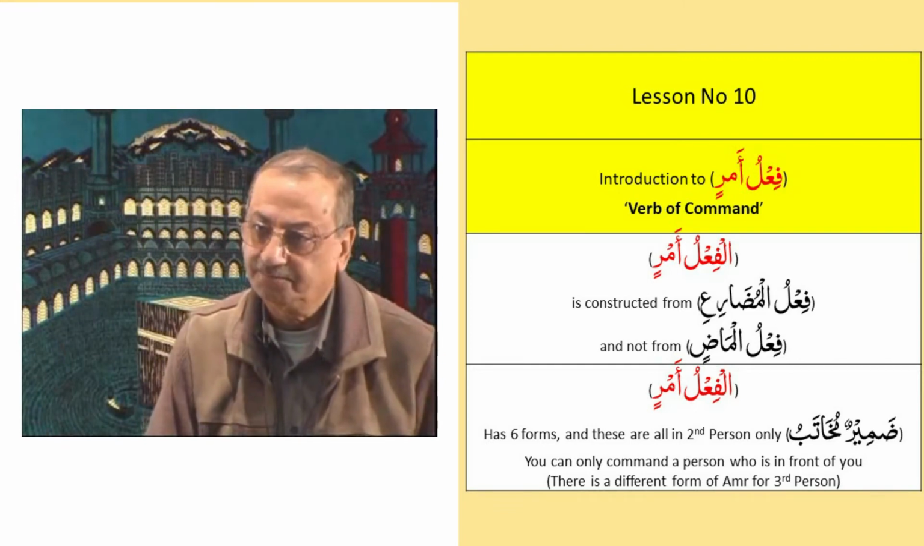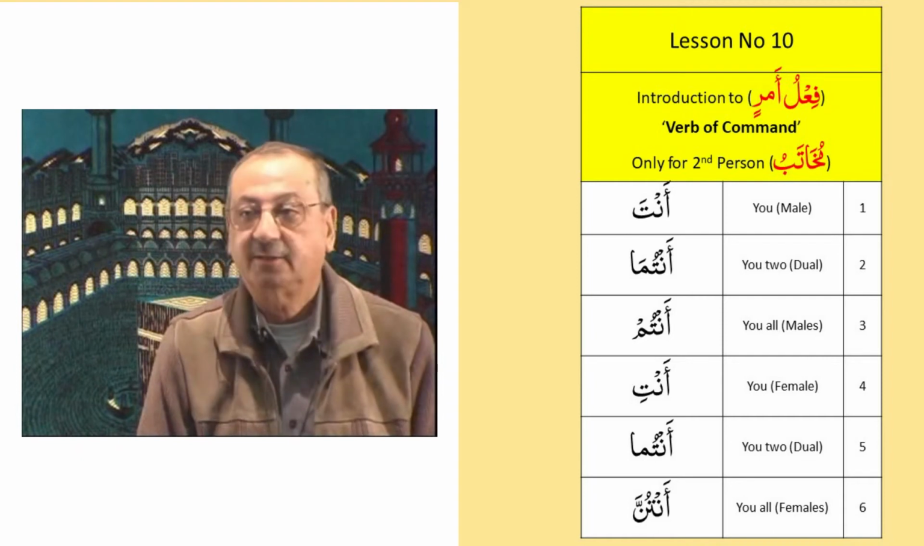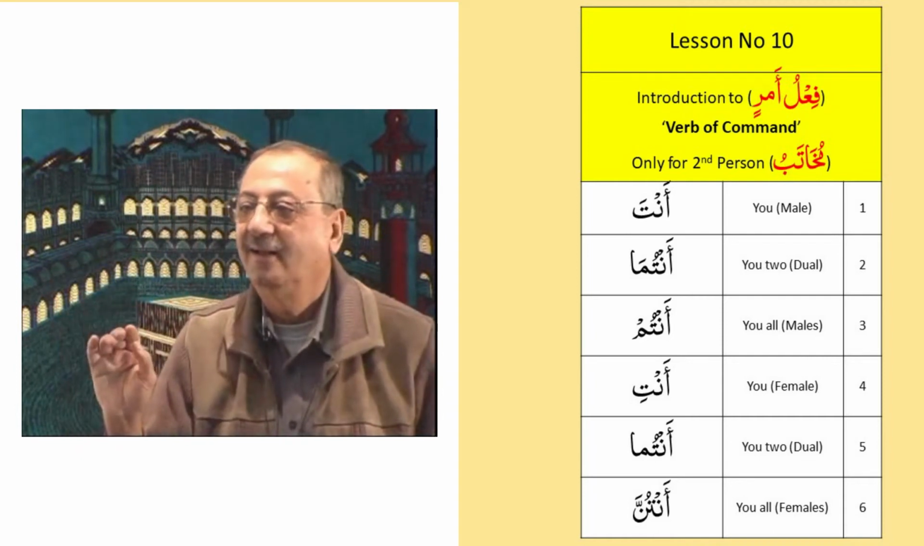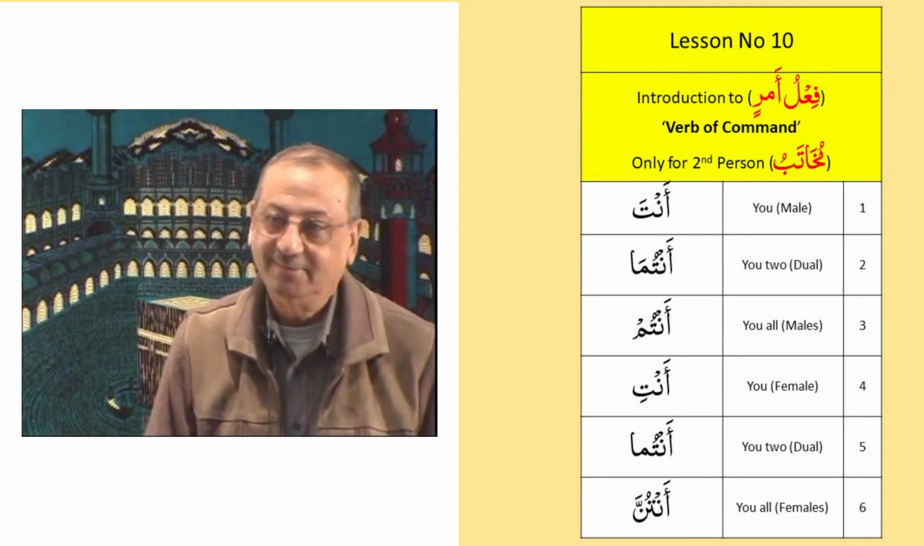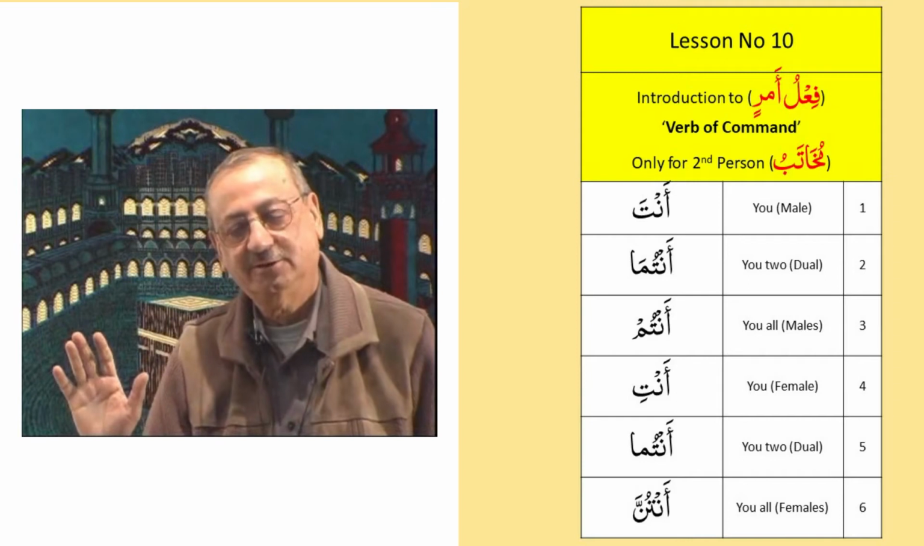Okay, amr is only with the second person, mukhatab. So what are those second persons? Anta, antuma, antum, anti, antuma, antunna. Khalas, brothers and sisters. Okay.